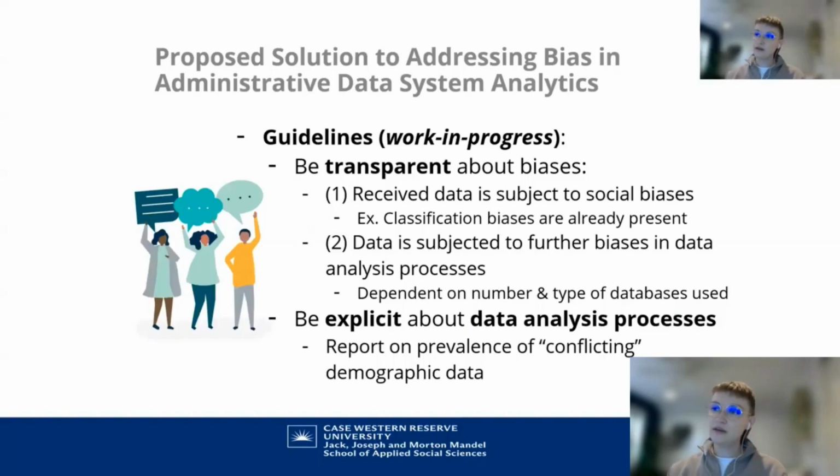So what we want to do with these findings is create some guidelines. And I know I'm running short on time, so I'll try to breeze through these. But like the slide says, they are a work in progress. The big one is to be transparent about the biases. Those administrative data systems are already subject to social biases, and when we as researchers and data analysts do more standardizing and cleaning, we are subjecting them to further biases.